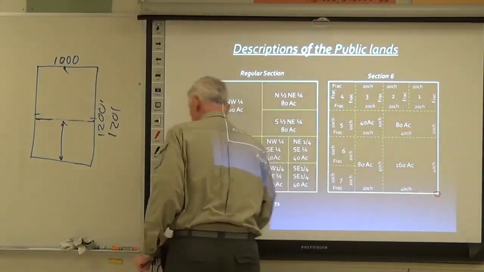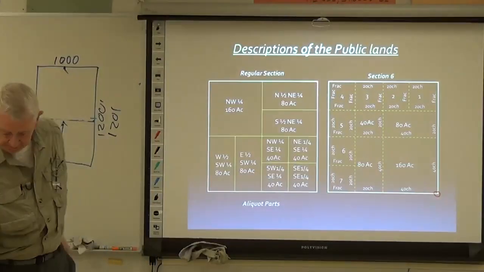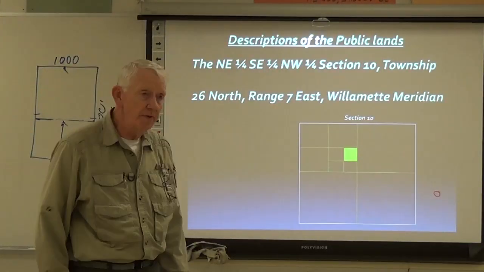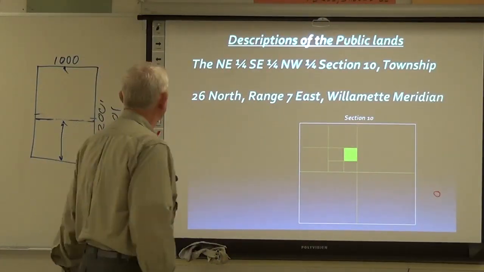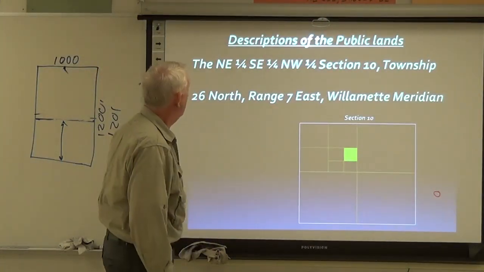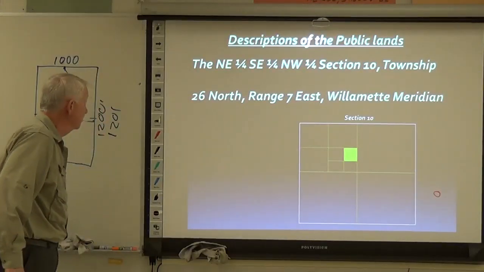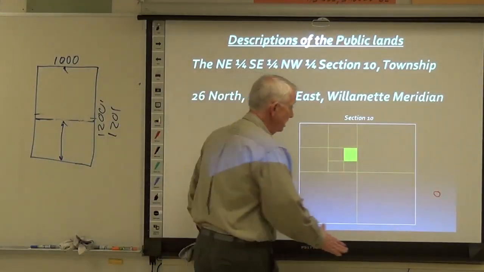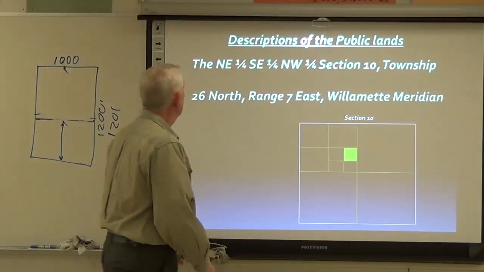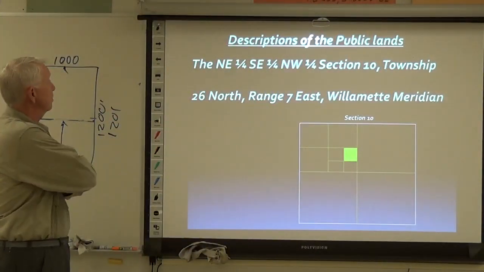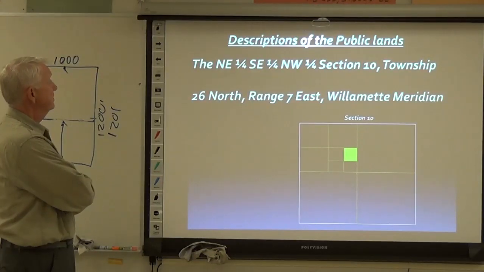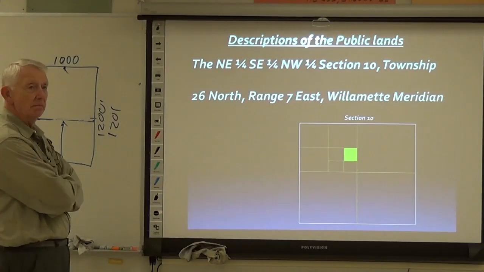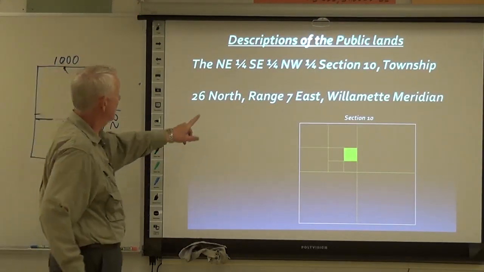All right. So let's move on. Now, if we're going to describe a piece of property in the public land system, notice that I made a legal description. This piece of property right here is the northeast quarter, the southeast quarter of the northwest quarter of section 10, township 26 north, range 7 east, Willamette Meridian. Let's take a look at it.